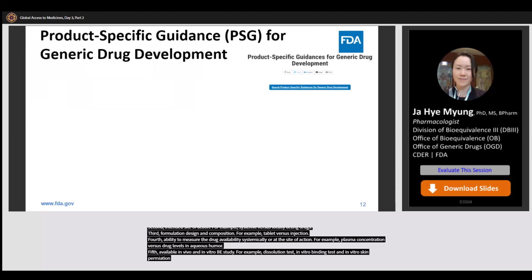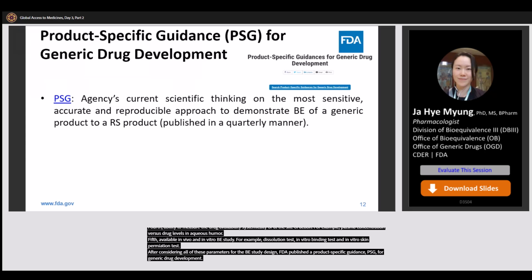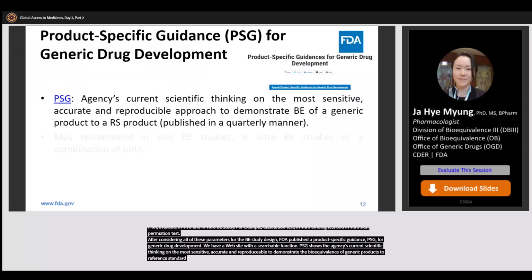After considering all these parameters for the BE study design, FDA published the product-specific guidance (PSG) for generic drug development. We have a website with a searchable function. The PSG shows the agency's current scientific thinking on the most sensitive, accurate, and reproducible approach to demonstrate the bioequivalence of a generic product to a reference standard product. The PSG is published and revised in a quarterly manner.